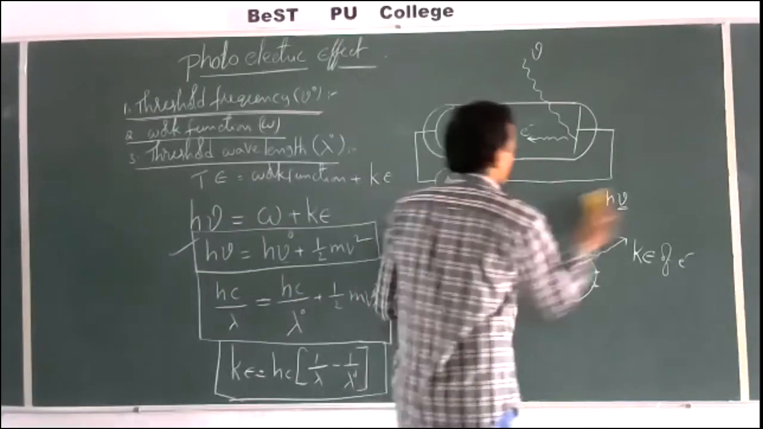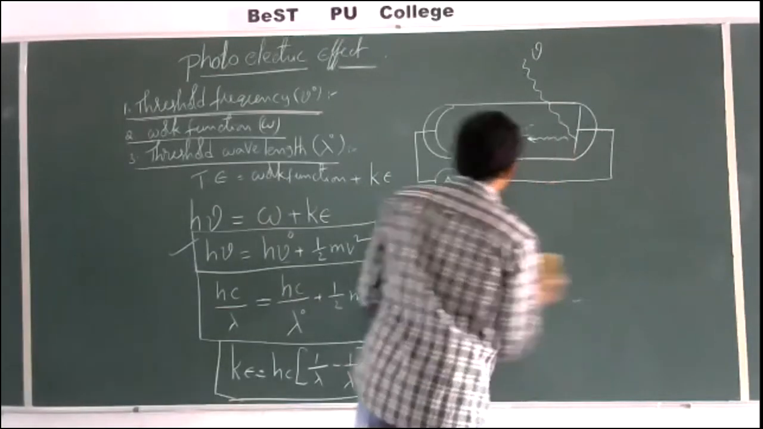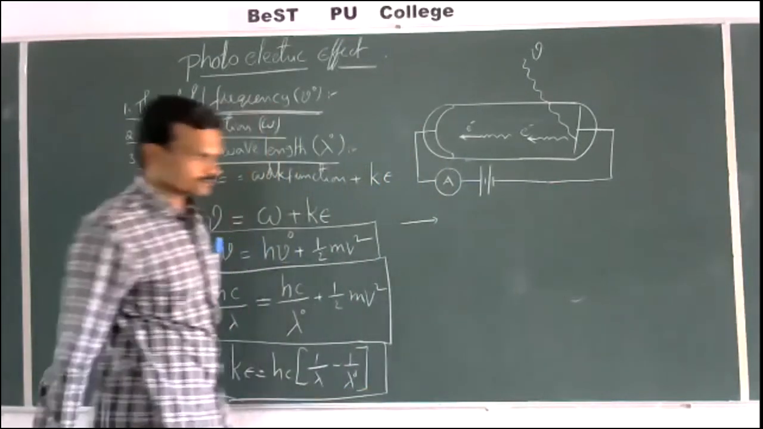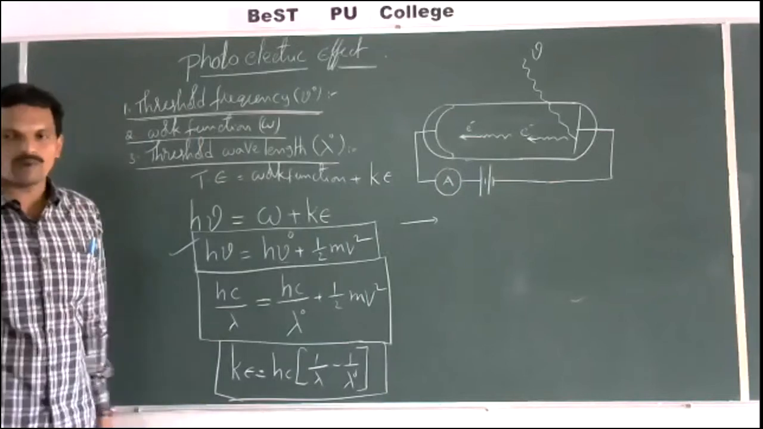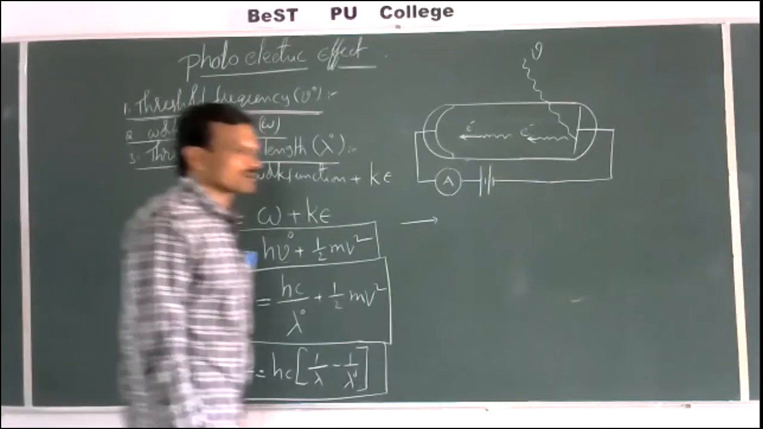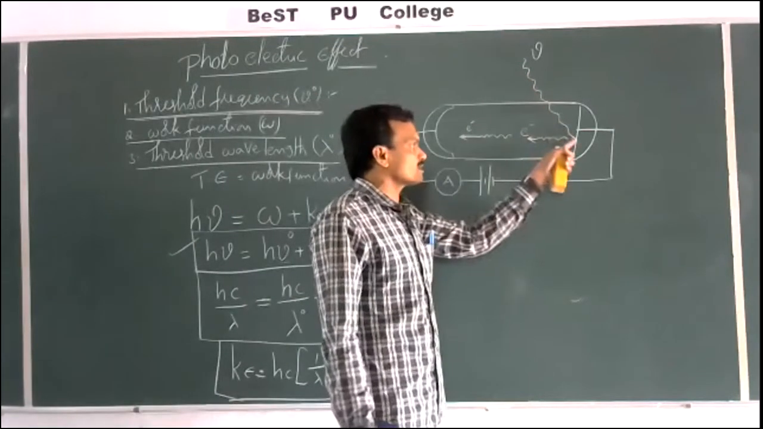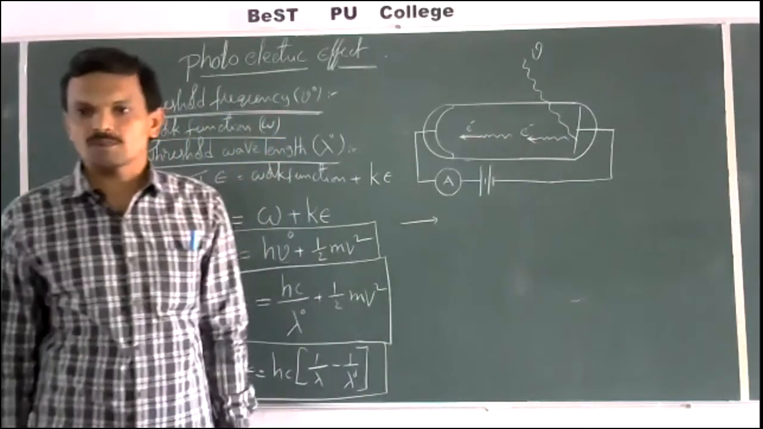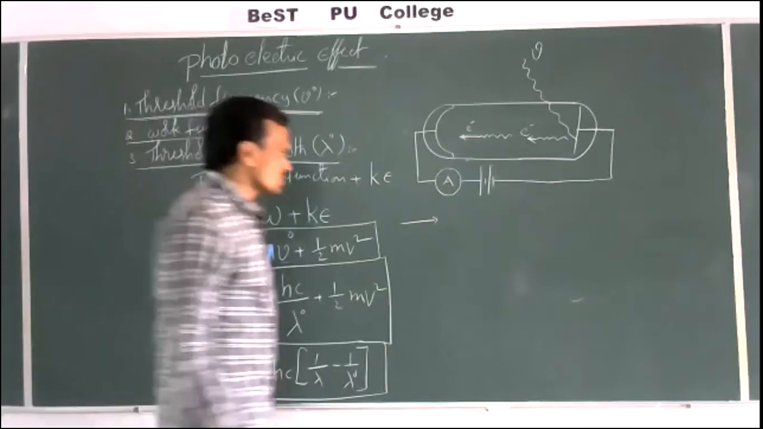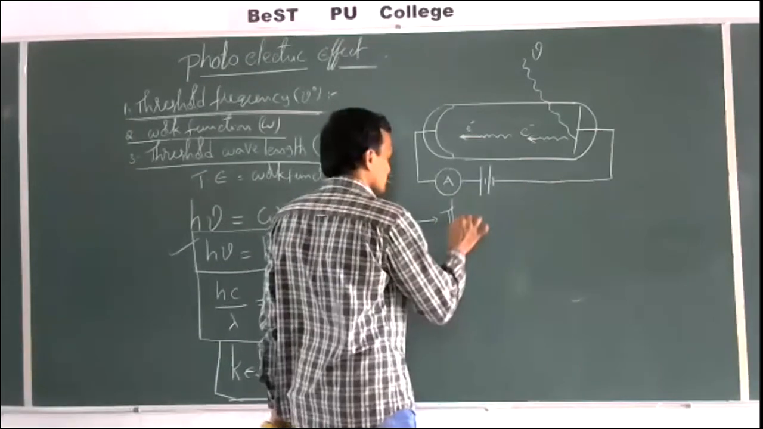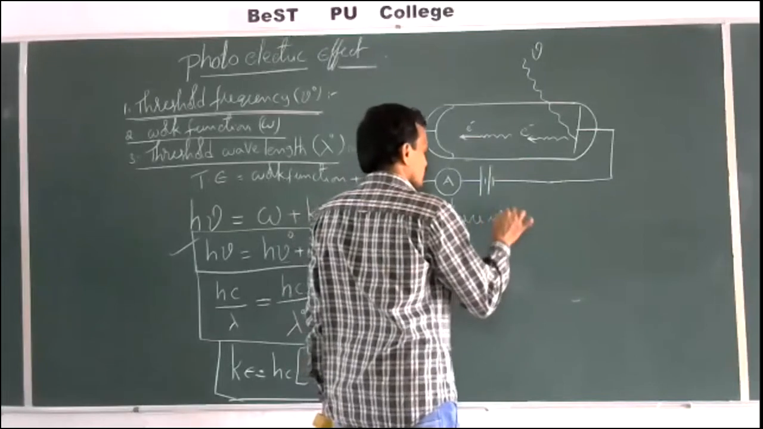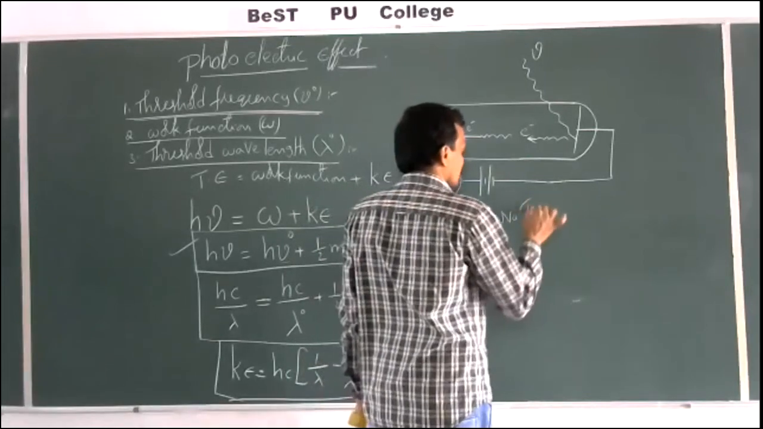Right. Now let us see some characteristic features of this photoelectric effect. See how much time it will take for the ejection of electrons when the light is made to fall on the surface of metal. There is no time lag.